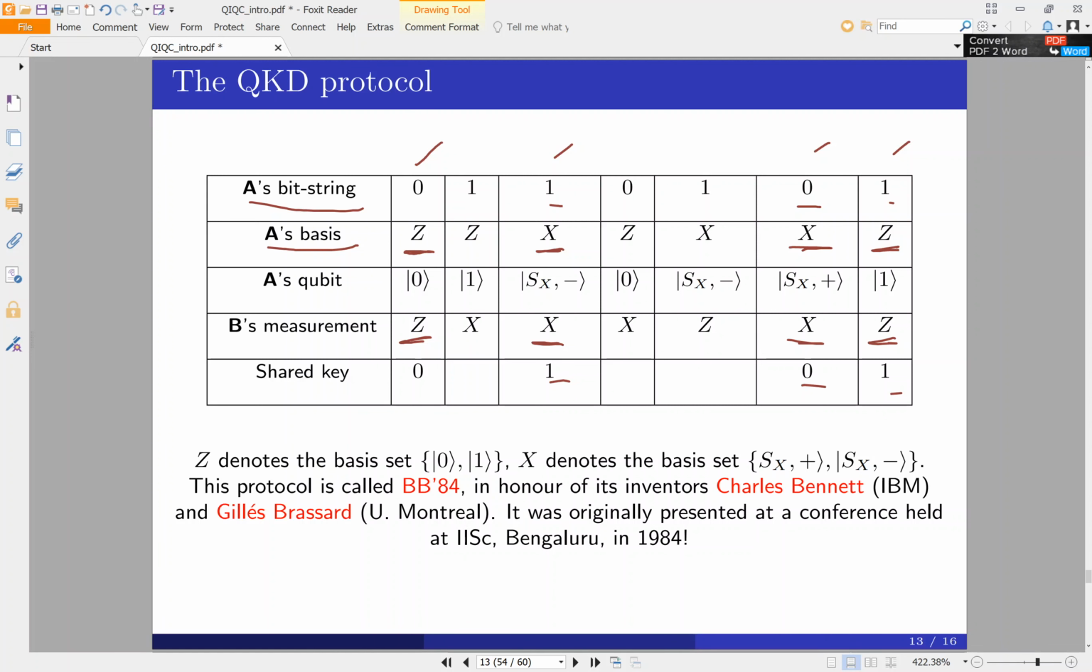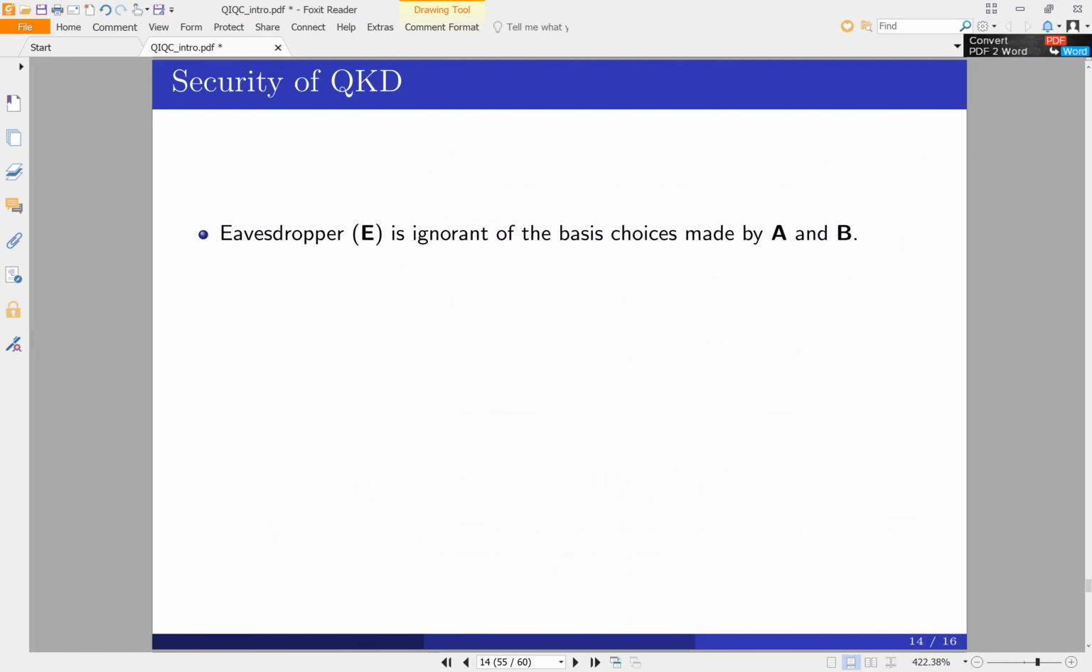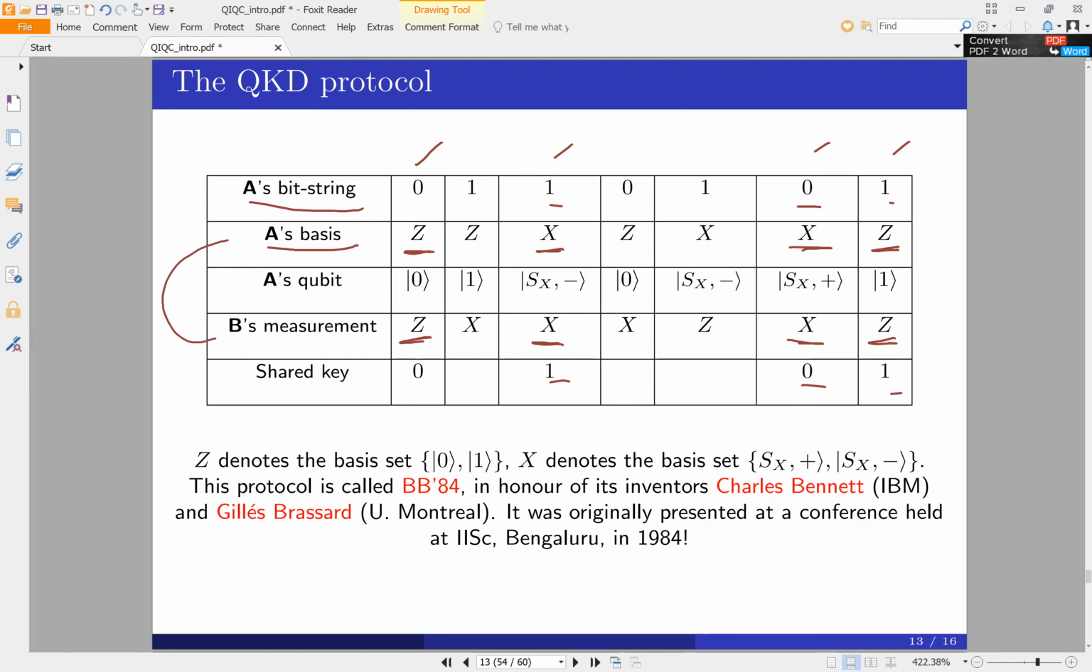So why is this kind of a protocol secure? Why does an eavesdropper not have access to information in this protocol? Well, first of all, the eavesdropper does not know the basis choices, right? At the end of the protocol, A and B will match basis choices. A and B are going to communicate and write down their basis strings and identify these locations which I have marked here, the locations where they have the same basis. But the eavesdropper doesn't have this luxury, right?